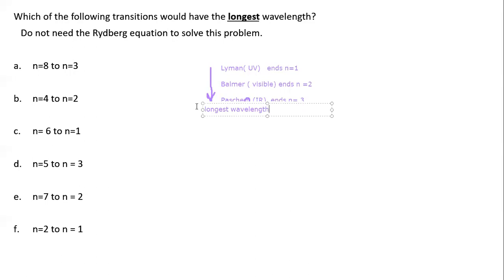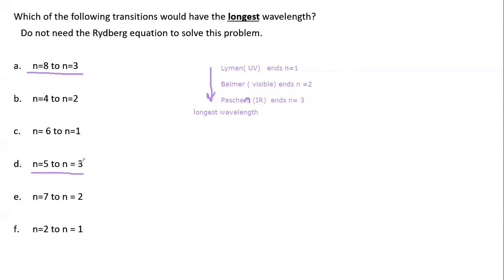So what we need to do is first determine which ones come from the Paschen or IR series. We're looking for the ones that end in n equal 3. So A ends in n equal 3, and D ends in n equal 3. The reason we chose these 2 is because they're in the IR series, and they're going to have some of the longest wavelengths of the hydrogen transitions. So now we need to look. We have n equal 8 to n equal 3 and n equal 5 to n equal 3. Both of these are in IR, but only one of these has a longer wavelength than the other.